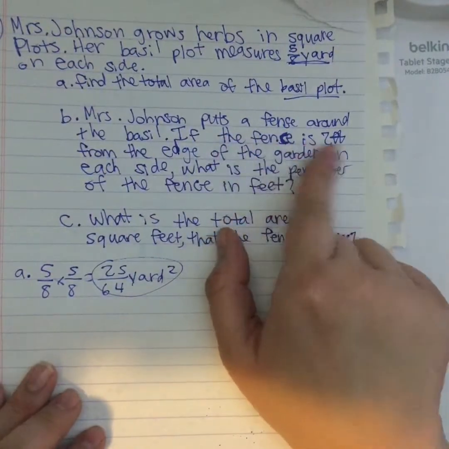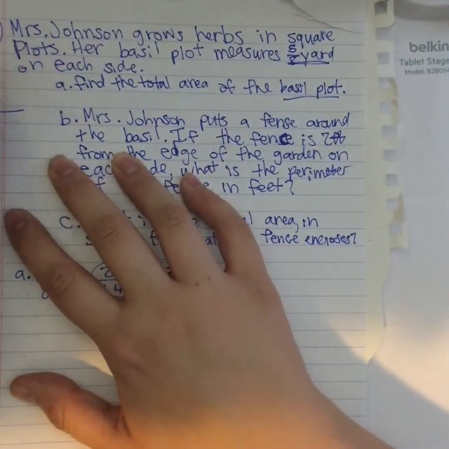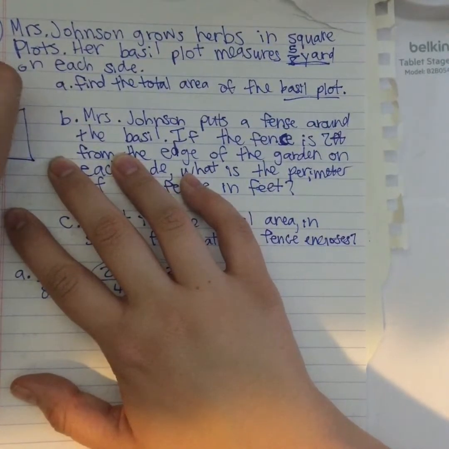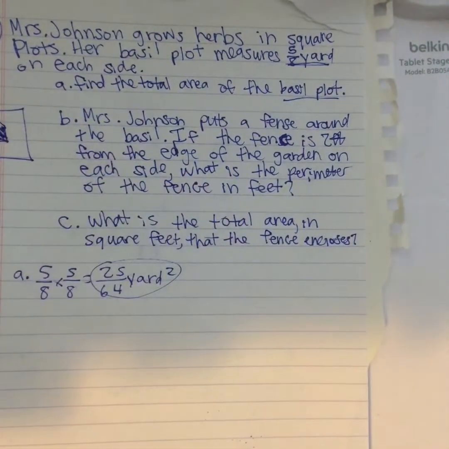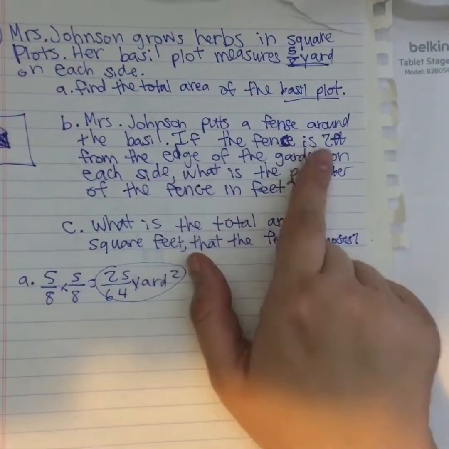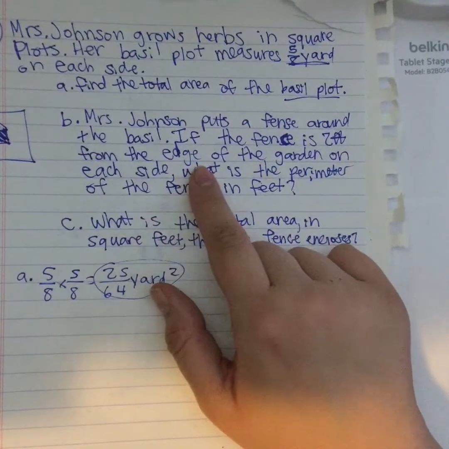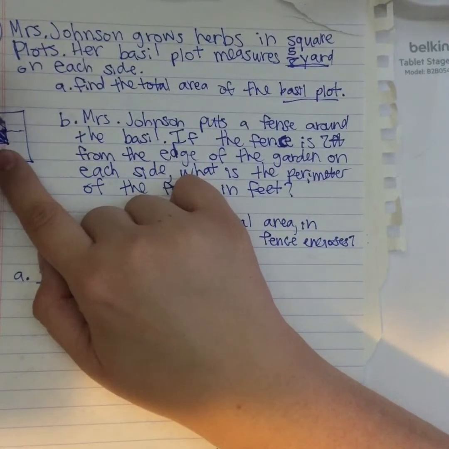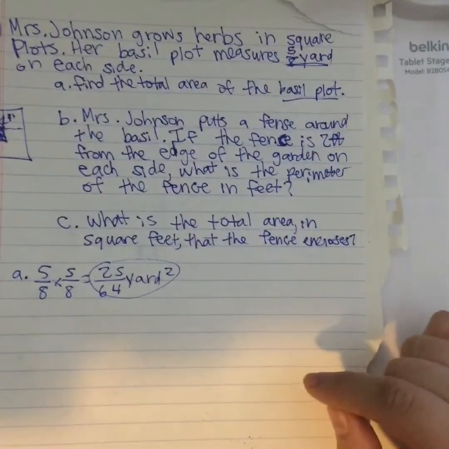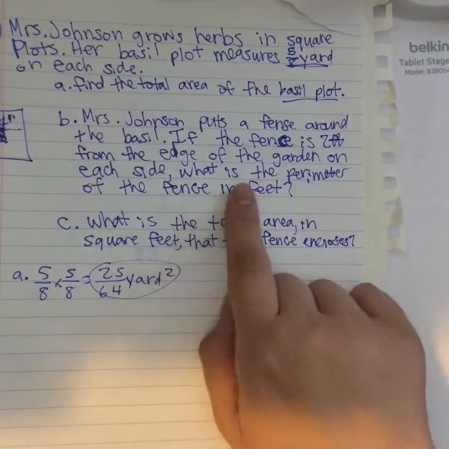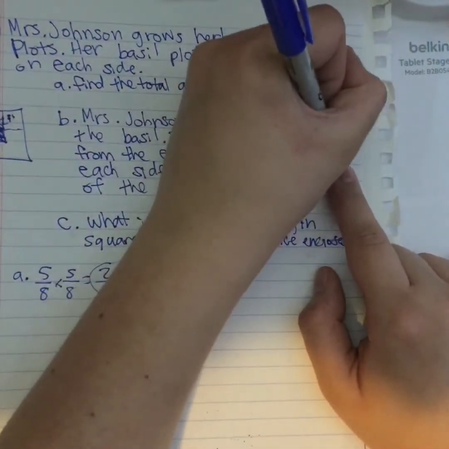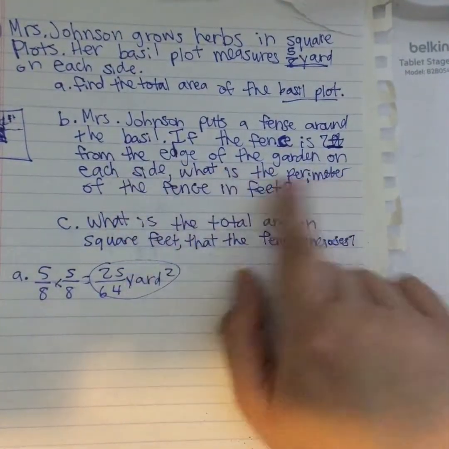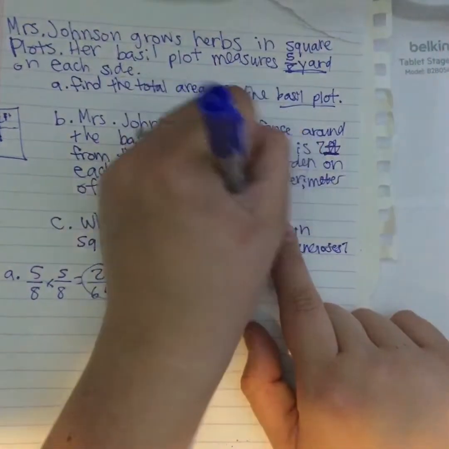Part B, this is where we start to get interesting. Mrs. Johnson puts a fence around the basil. You'll notice in your picture you have a square, something like that. If the fence is 2 feet from the edge of the garden on each side, so this is her garden, and the fence is 2 feet away on each side. Noticing that it's saying feet now. We were doing yards, but now it's saying feet. From the edge of the garden on each side, what is the perimeter of the fence in feet?